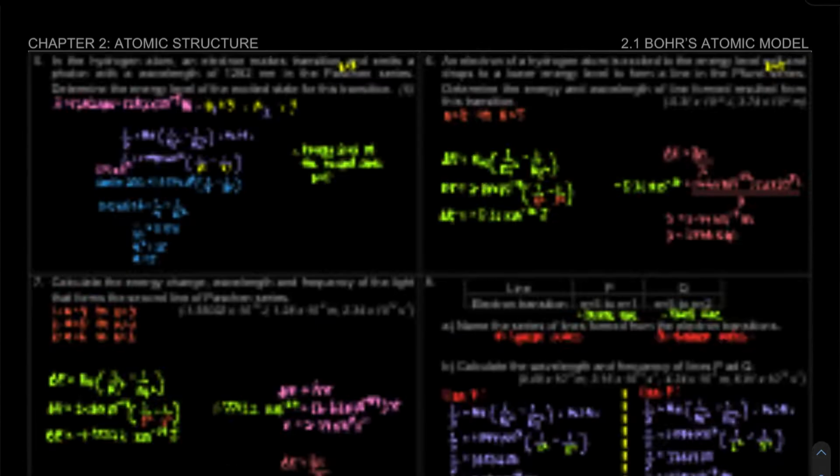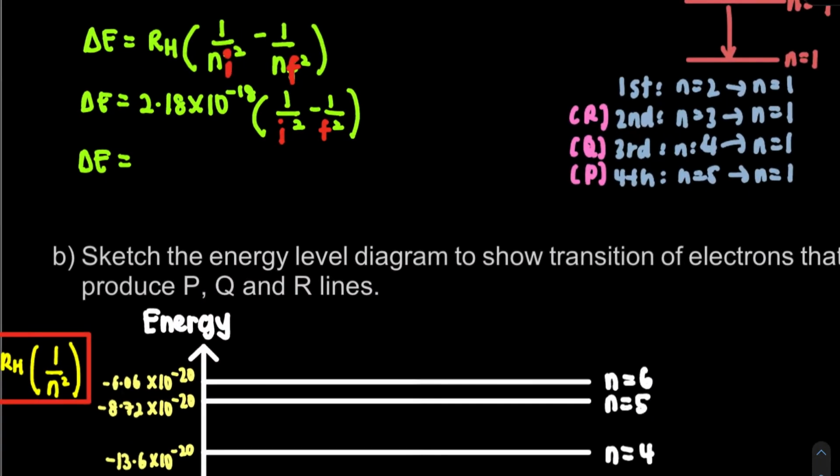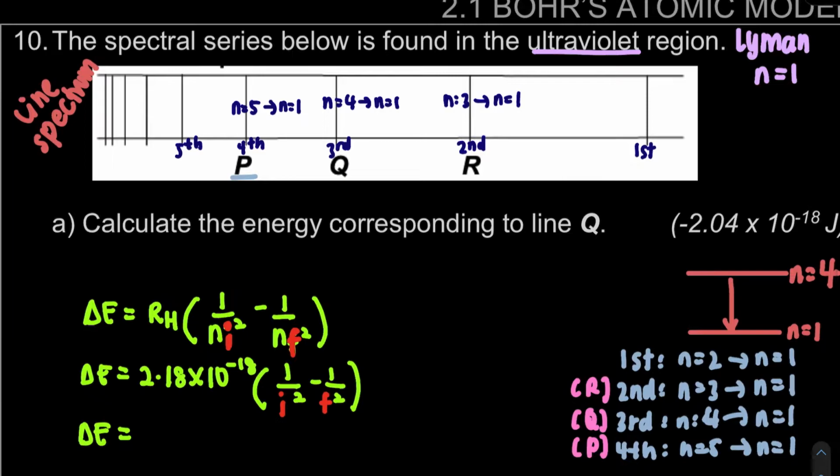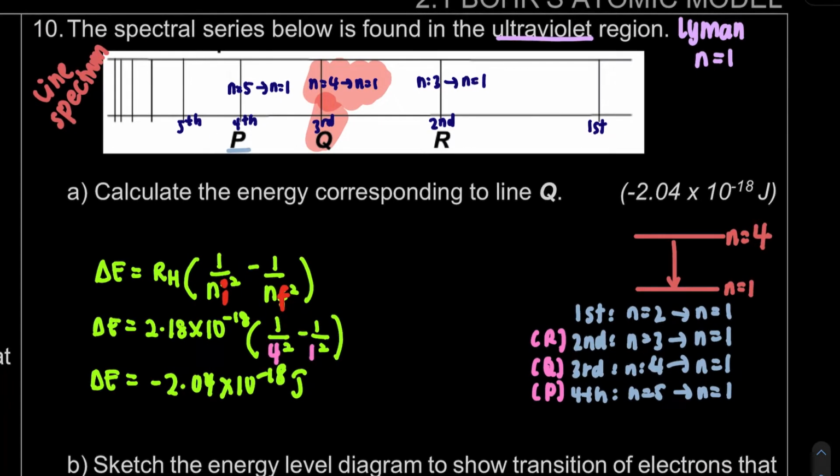Okay, so back to the question. So tadi kita tahulah. So delta E initial minus final. We're talking about this one, the Q. So maknanya n equal to 4 tolak n equal to 1. So we will get this value will be negative 2.04 exponent negative 18 joule. Okay, negative ni means that energy is released. Okay, so that is for A.